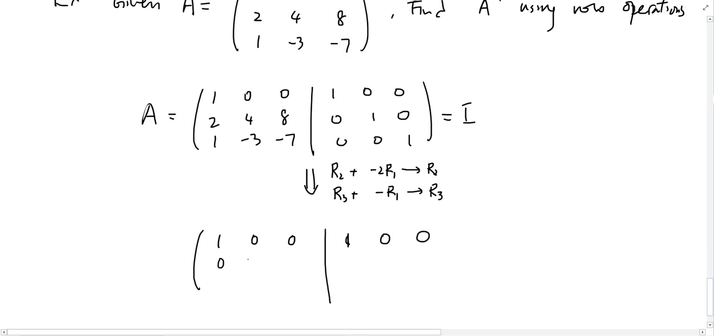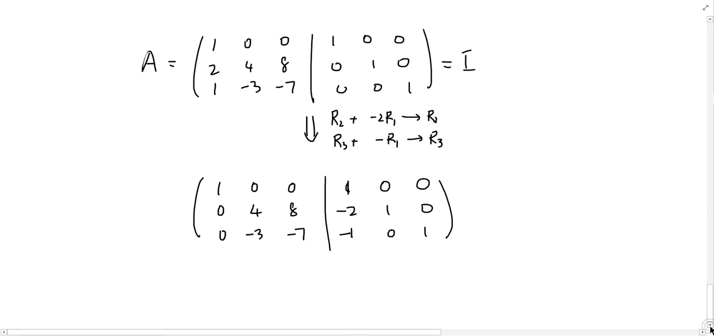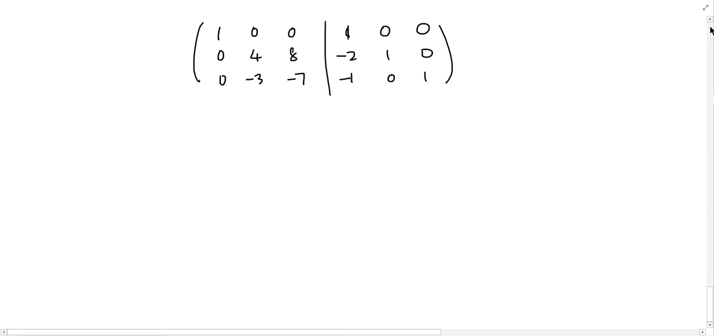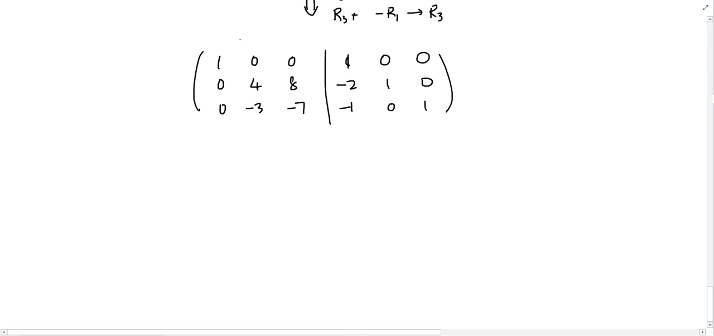Row 2 becomes 0, 4, 8, and this becomes -2, 1, 0. This one becomes 0, -3, -7, and this becomes, actually, -1, 0, 1. So notice now my column 1 is completely done. I have one leading entry, which is 1, and the rest of them are 0.